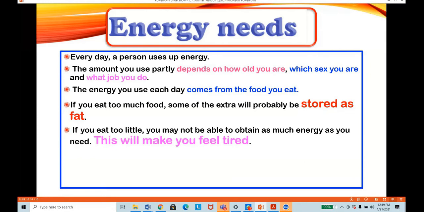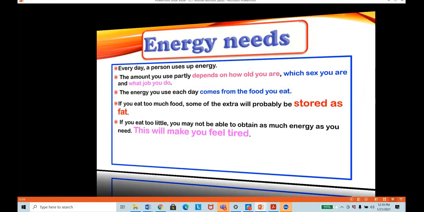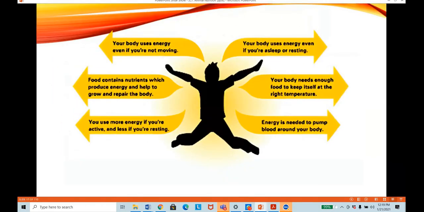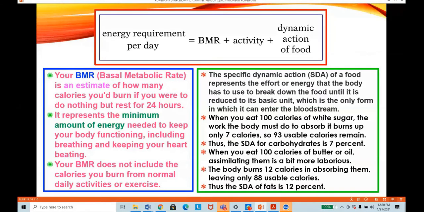So the energy intake depends on the person's age and their gender and their activities or job. They take the energy from food. Yeah, and how does the body use it? It's used for the organs to function. Yes, for the organs to function, the various metabolic activities to take place, right? So how do we calculate the energy requirement per day? Read out from the slide, Tala. Energy requirements per day equals the BMR plus activity plus dynamic action of food.